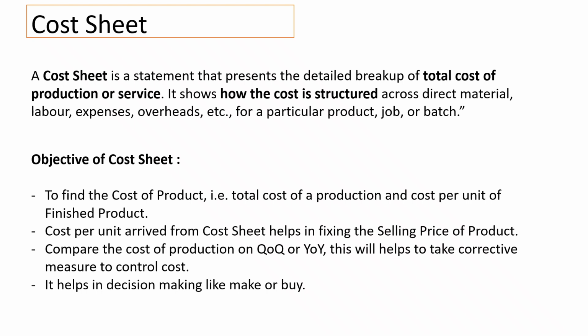The objective of a cost sheet is to find the cost of the product, that is total cost of production and cost per unit of finished product. Cost per unit of finished product will help you to fix the selling price of the product. A cost sheet helps in comparing the cost from one quarter to another. It will also help you to control the cost. It also helps in decision making, like whether to make the product inside or buy from the outside.